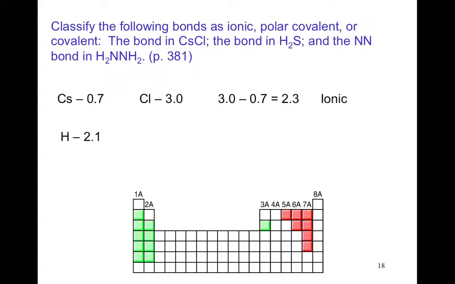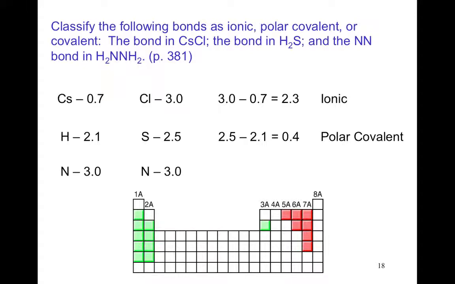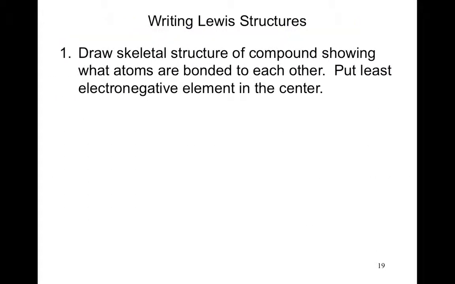You take hydrogen and sulfur, and the hydrogen is bonded to the sulfur here. It's not hydrogen to hydrogen, so hydrogen is 2.1, sulfur is 2.5. So our difference is only 0.4. So that would be polar covalent. Here we've got nitrogen bonded to nitrogen. They're exactly the same. 3 minus 3 is 0, and they're nonpolar covalent. So that's how you can solve those things.